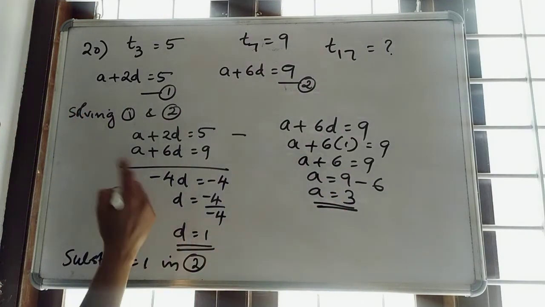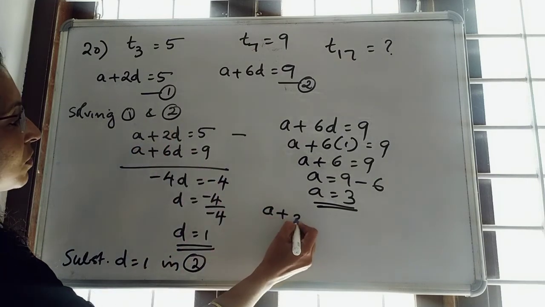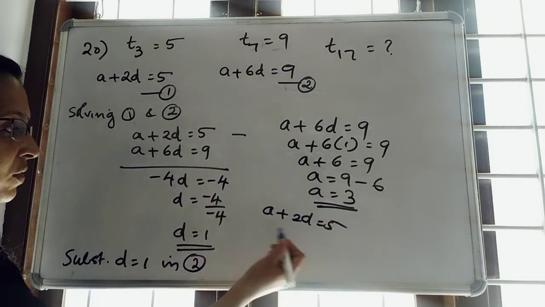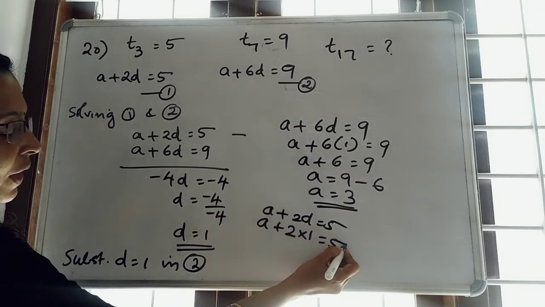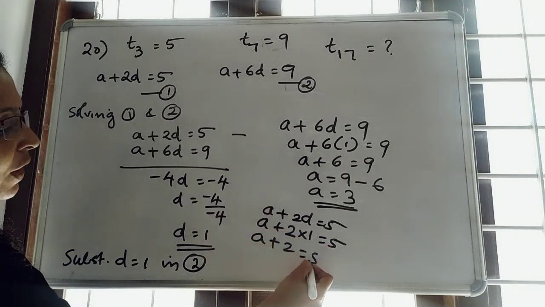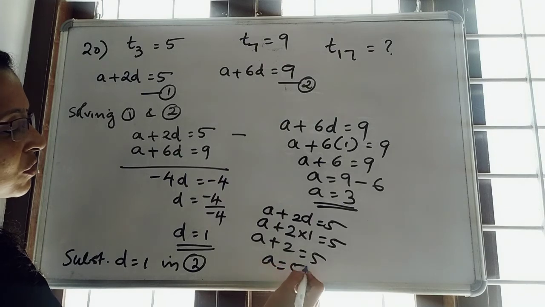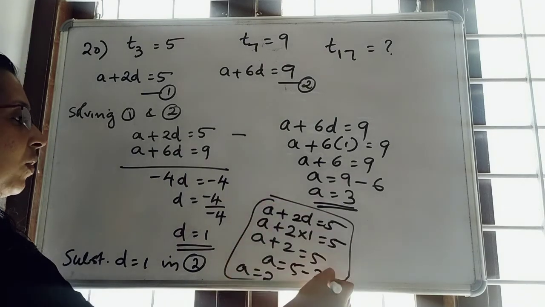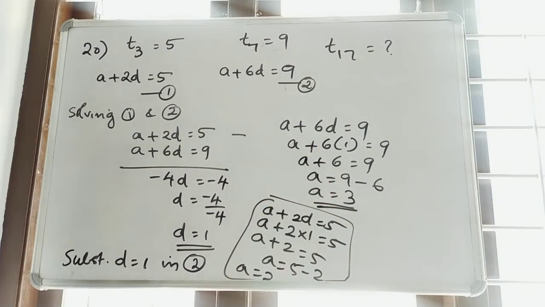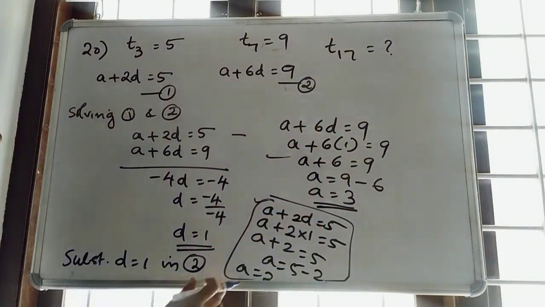Or you can put it in A plus 2D is equal to 5. That also you can write. A plus 2 into 1 is equal to 5. A plus 2 is equal to 5. A is equal to 5 minus 2. This A is equal to 3. This one or this one, any one is enough. So A is equal to what we got? 3. D is equal to 1.